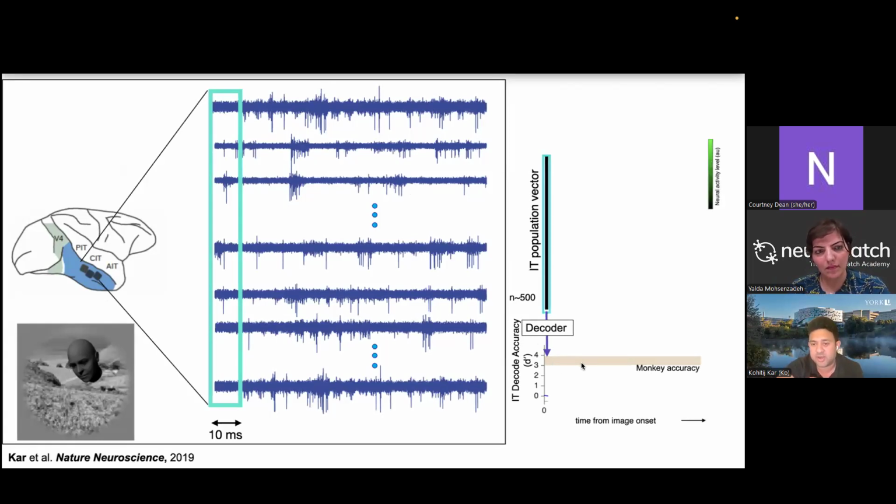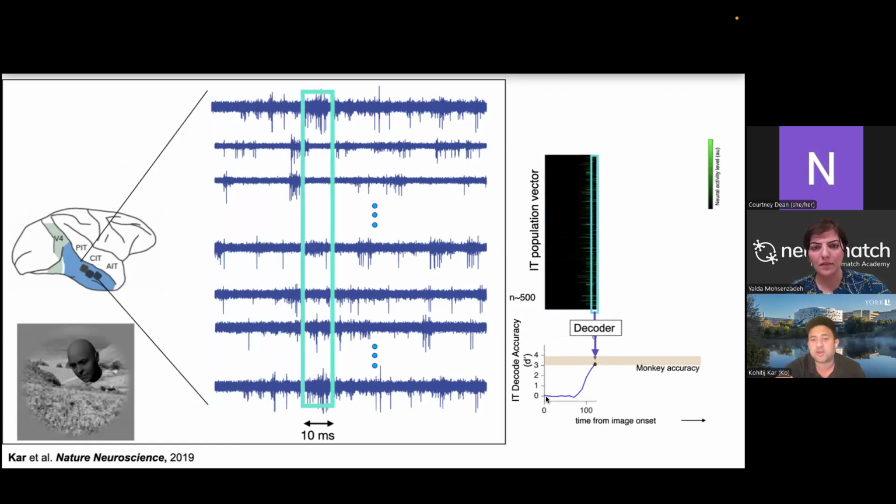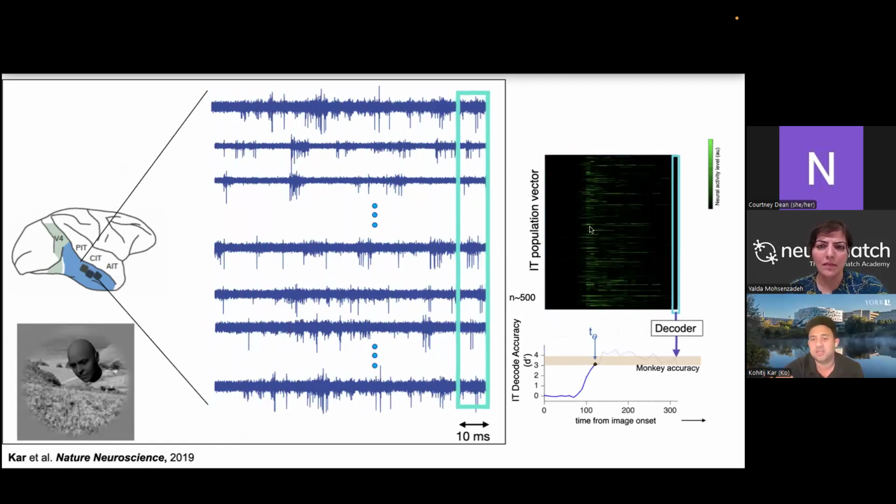This gray brownish band is the monkey's own accuracy. It's pretty high for this image. Here I'm going to show you, it's going to make sense soon. As I go through time, right now it is at 0 because the image has just been shown. 0 means the image has just been shown. The information hasn't even reached IT yet. If you go across time, at some point, the neurons start to fire. These are the green signs here. And then the decoding accuracy starts to rise, and at some point it hits the accuracy of the monkey.